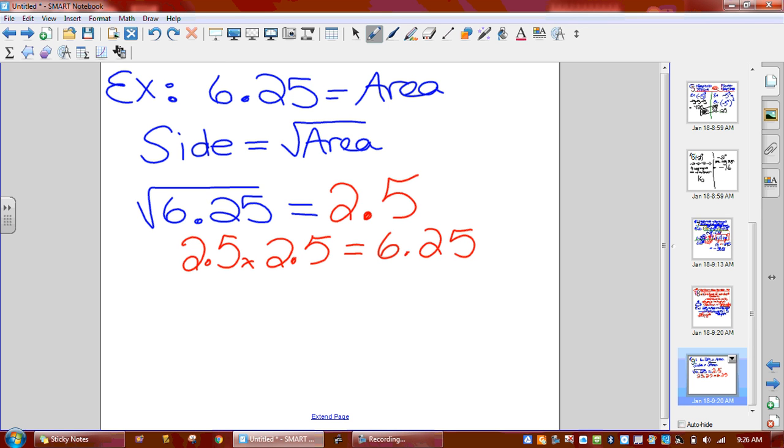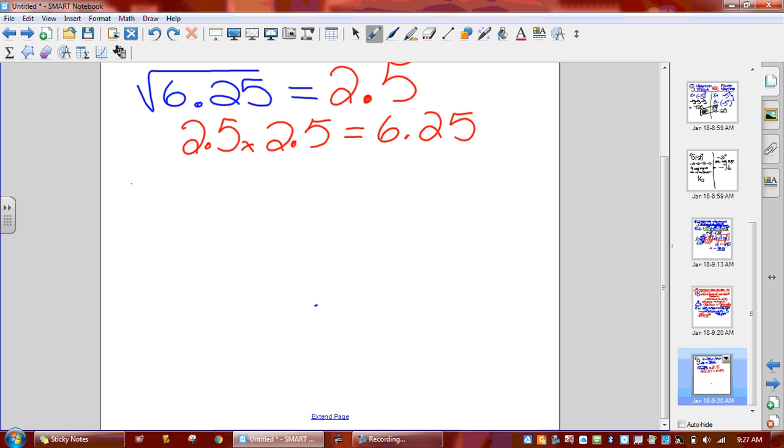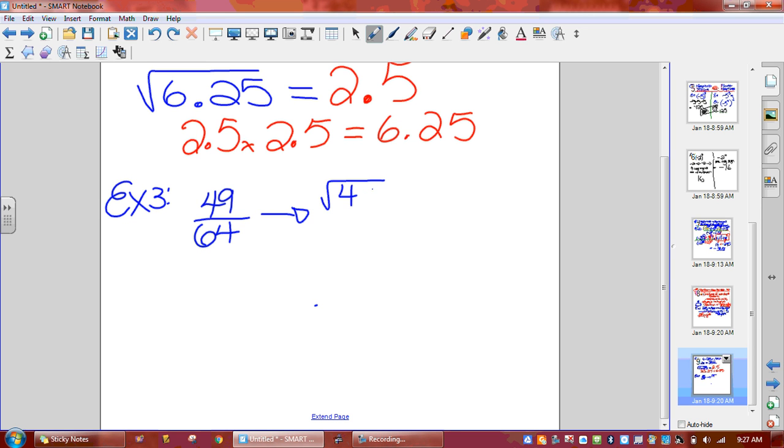Now, what if it was a fraction? Am I allowed to have a fraction that's a perfect square? Yeah, you betcha, as long as the top number and bottom number are both perfect squares. So let's take a look at an example like that. Example 3, we've got 49 over 64, and I want to know if that's a perfect square. When I do that, we have to separate the top and the bottom. So I put a square root sign on the top, and then a square root sign on the bottom. That's going to help me out here.